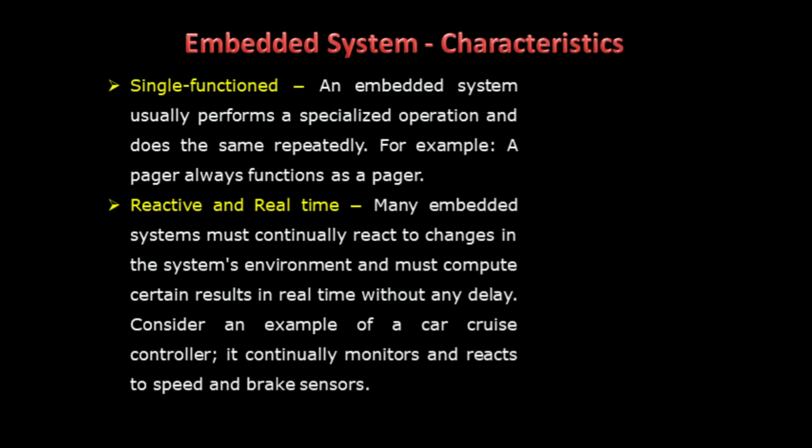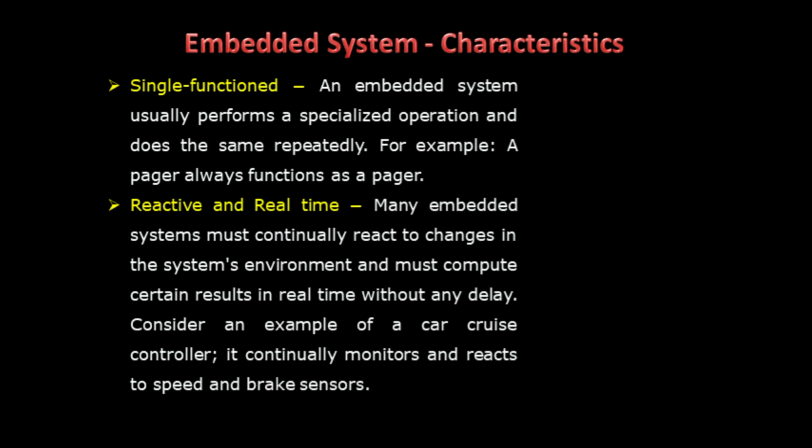Next, the characteristics of embedded systems. Embedded systems are characterized as single function systems. What is a single function? The embedded system usually performs a specialized operation. It does only that particular operation, repeatedly. For example, a pager system functions only for sending pager messages.